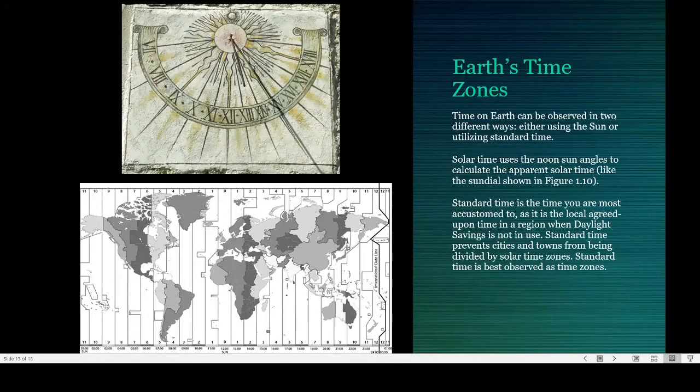So the next concept is based on the Earth's time zones. Time on Earth can be observed in two different ways, either using the sun or utilizing standard time. Solar time uses the noon-sun angles to calculate the apparent solar time. This is an example of a sundial that uses solar time. And this is an example of standard time. This is what we use currently, but for the purpose of this lab, we will be using solar time.